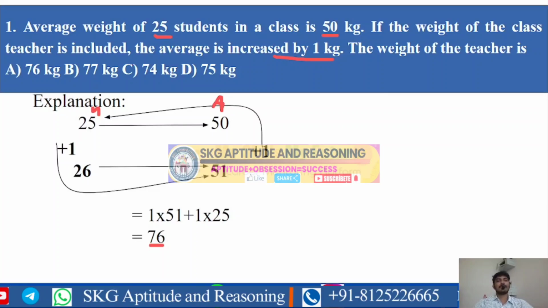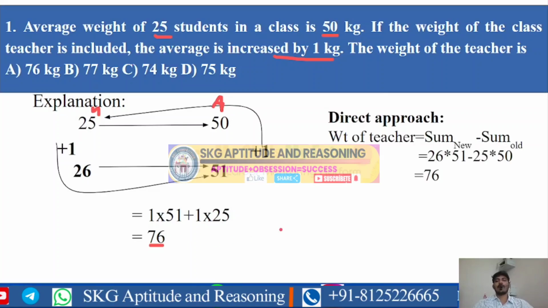This is by using the circle method. If you practice more questions, you will be able to solve this question by the direct method approach also. In the direct method approach, as I said in the previous session, the weight of the teacher equals sum new minus sum old. What is the sum new here? 26 into 51 minus 25 into 50. Here we need to multiply these values, and after multiplying we get the answer 76. But multiplying these values takes some time.